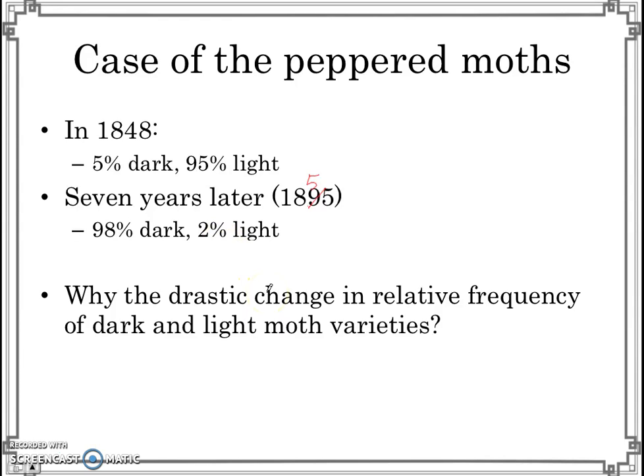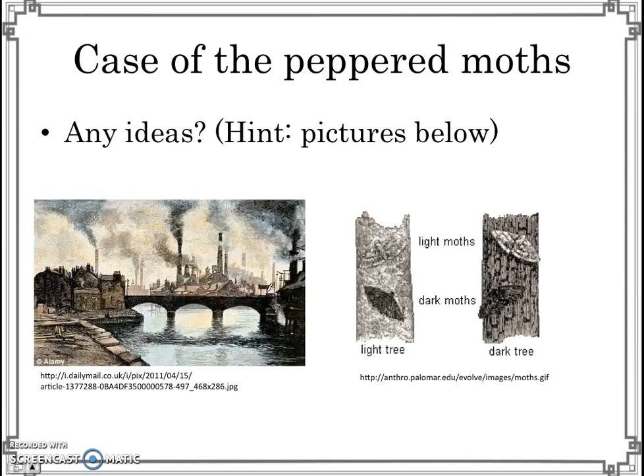Now, what exactly led to this drastic change in the frequency of dark and light moths? That was a question that a lot of scientists were asking. And it turns out that it had a lot to do with what happened in the 19th century, which was the Industrial Revolution. You see, it turned out that because of the Industrial Revolution, many of the trees from a light colored bark became dark colored bark, and that favored the survival of the dark moths. So the dark moths increased in frequency while the light moths decreased in frequency over time.